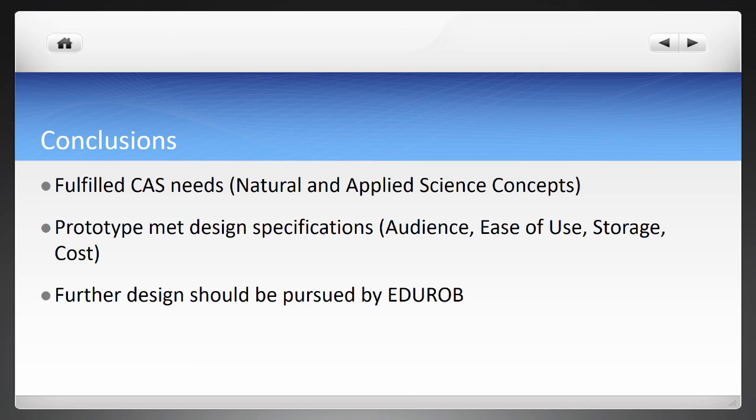The further development of this model should be pursued by EduRob, as the prototype was successful in proving its feasibility as a finalized design. In conclusion, the bladder ladder provides a cost-effective, convenient, and relevant method of teaching the science of buoyancy and swim bladders to junior high students.